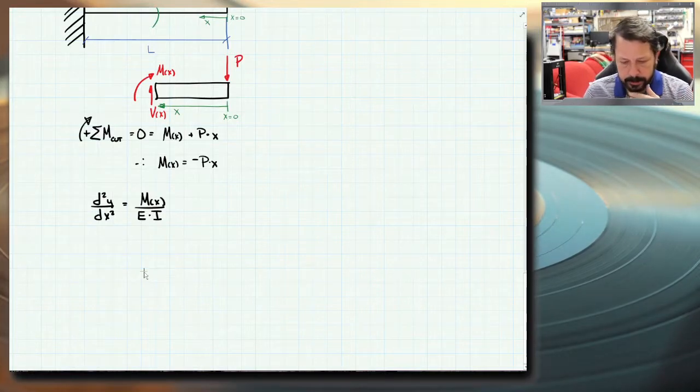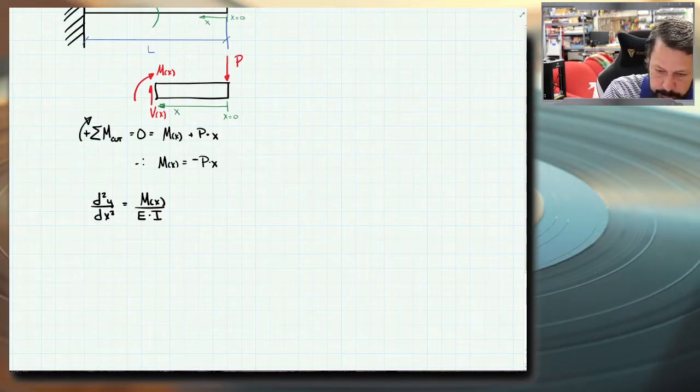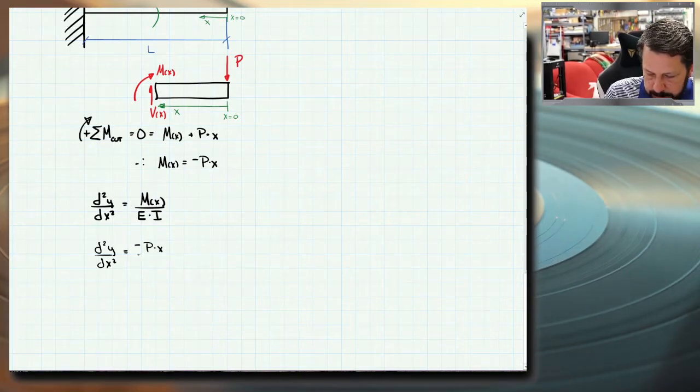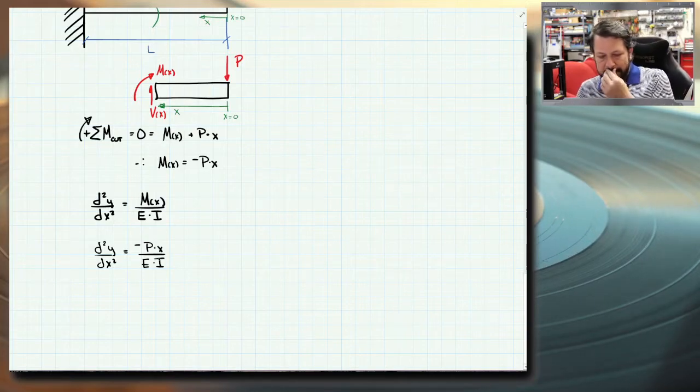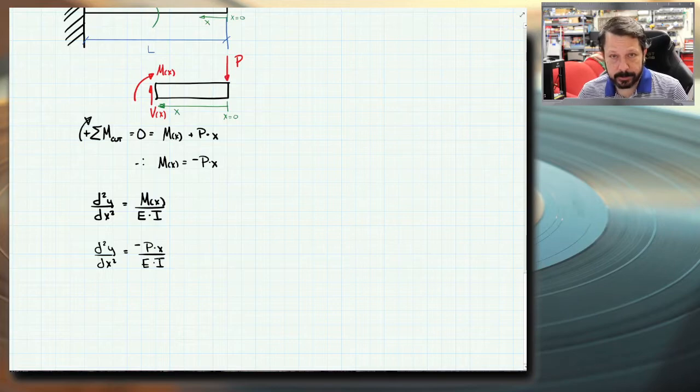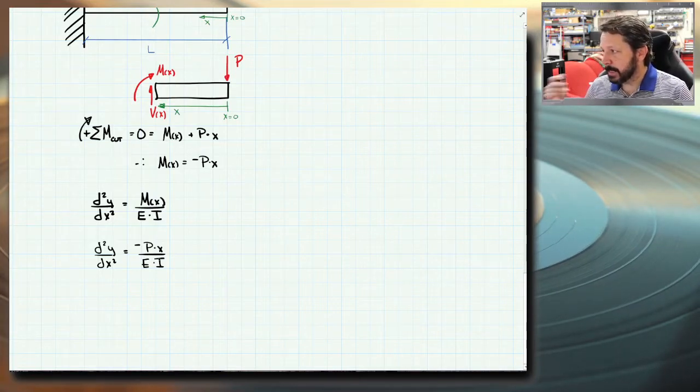And start working on it. So we've got the second order derivative. M of x is now negative P times x over E times I. So to solve this equation, I'm going to have to integrate it. Integrate the left-hand side and the right-hand side.